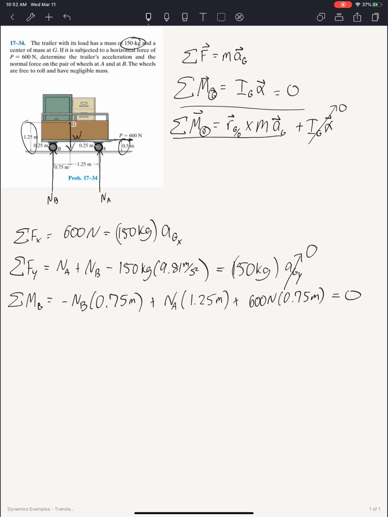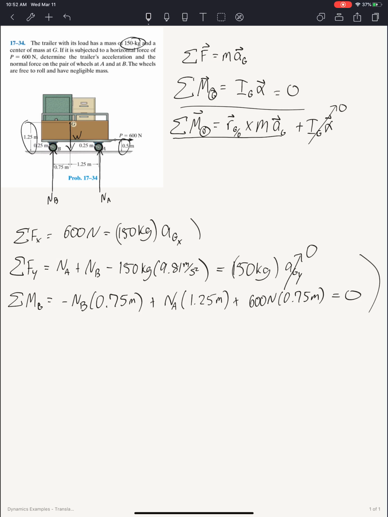What I see in these two equations is a two equations, two unknowns situation. NA and NB both appear in the equations, so I can solve those. Two equations, two unknowns. Additionally, here I have only one equation, one unknown. So this problem isn't so bad.